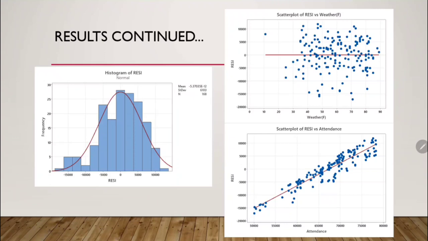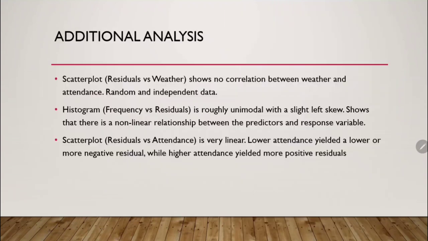So here we have our graphs and plots. We have our histogram, which has a slight skew to the left, and that is our frequency versus residuals, and we have a scatter plot of residuals versus weather. Very scattered data, no real correlation. Then we have our scatter plot of residual versus attendance, a positive linear graph, as you can see.